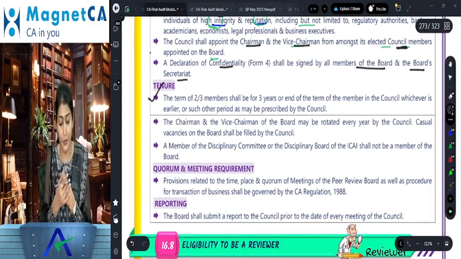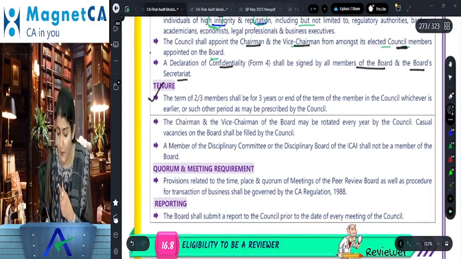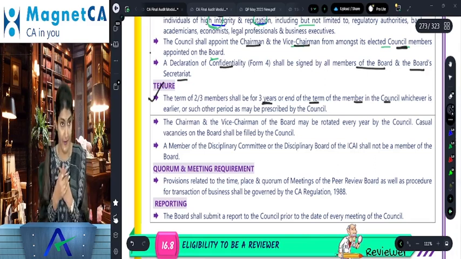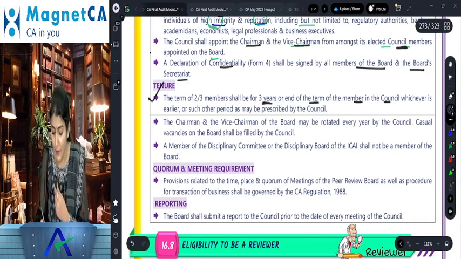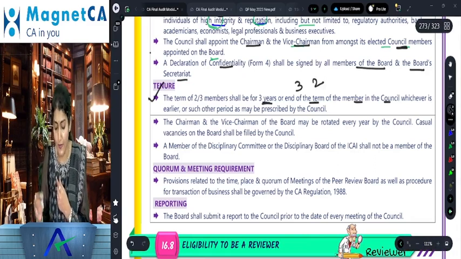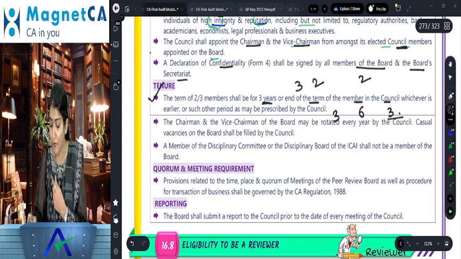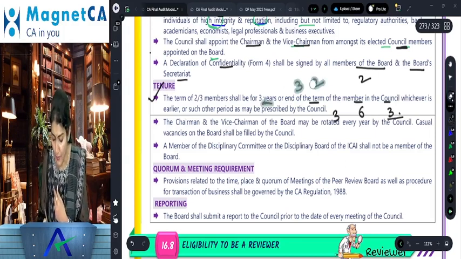What is the tenure of their office? 2/3 of the members shall be for 2 years or the end of the term in the council, whichever is earlier. Right, so say your council term remaining is only 2 years. So in that case, what does it say? 2 years. But say your council term is 6 years. So in that case, 3 years. Right, so 2/3 of the members, what is their term? 3 years or end of the term in the council, whichever is earlier.